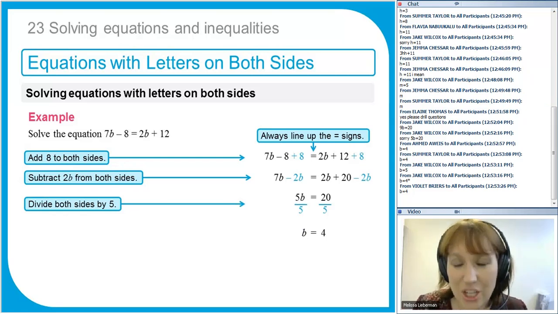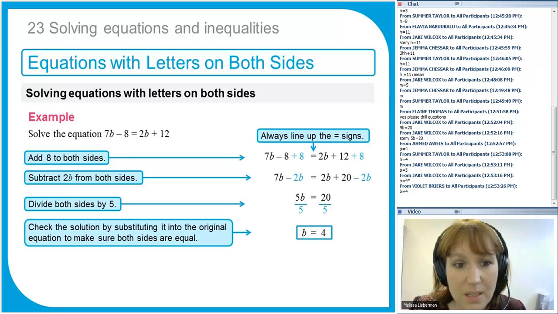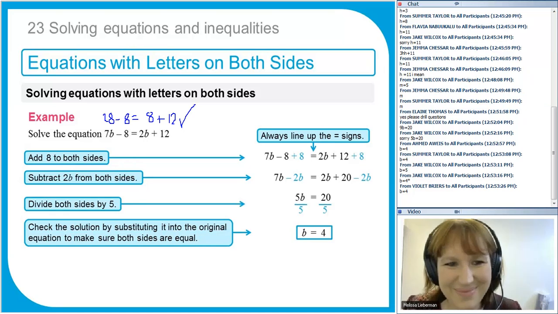Well done. Let's check that that works. So if b is 4, then we've got 7 times 4, which is 28. So 28 minus 8 on that side, and that gives us 20 on that side. And is that equal to 2 times 4 is 8 plus 12? Well, that's also 20. So we got it right. Of course we got it right.